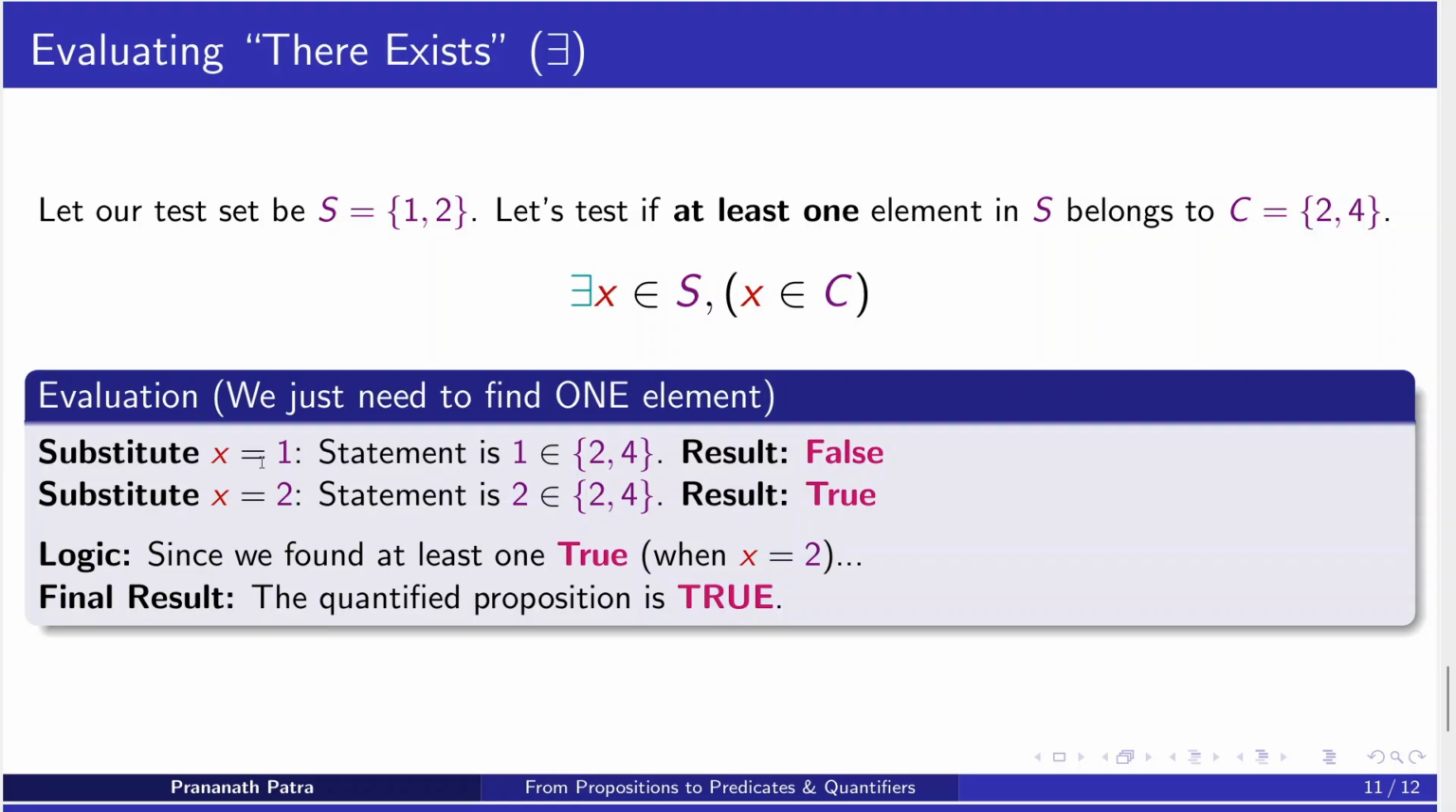If we substitute x with 1, the statement is 1 is in C. This result is false. But if we substitute x with 2, the statement is 2 is in C. This result is true. Logically, since we found at least one true instance, which happened when x was equal to 2, the final quantified proposition is true.